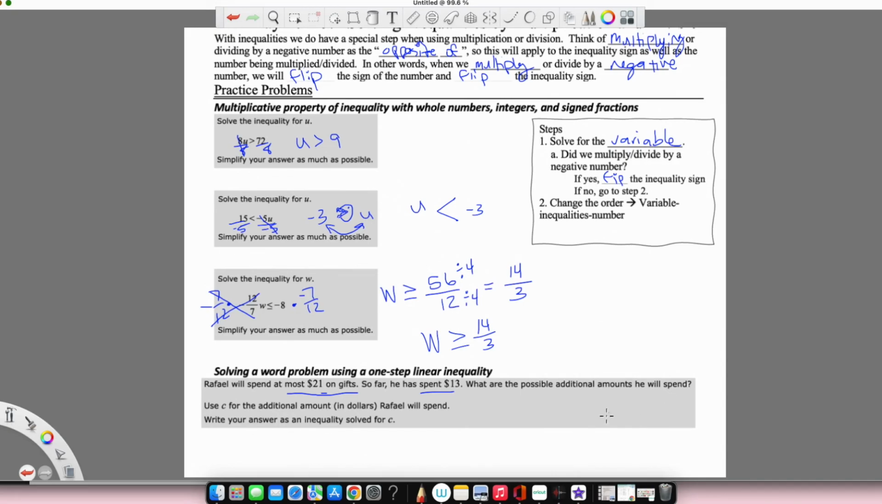So we're going to do C. Write your answer as an inequality solved for C. So C is the additional amount in dollars Raphael will spend. So C has to be less than or equal to the 21 that he had minus the 13 that he spent. So we just need to combine these. So C has to be less than or equal to $8. That's all he has left to spend on his gifts. So that was just translating that kind of simple word problem into a one-step equation there. Or one-step inequality. I said equation. We're in inequalities now. So go ahead and give this a try on your own. See if you can solve inequalities using the multiplicative property.